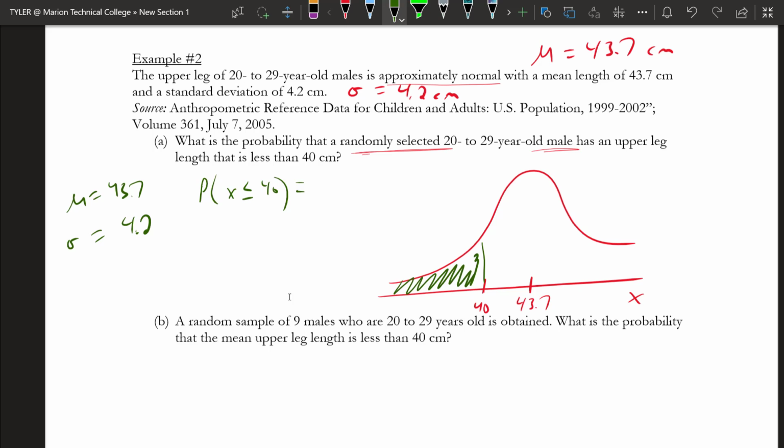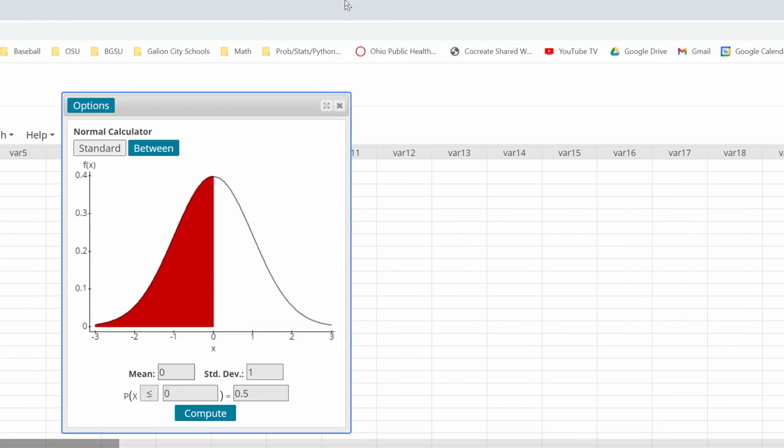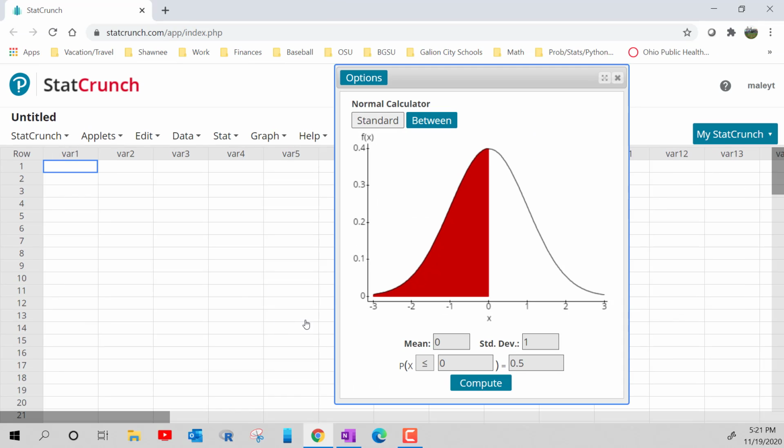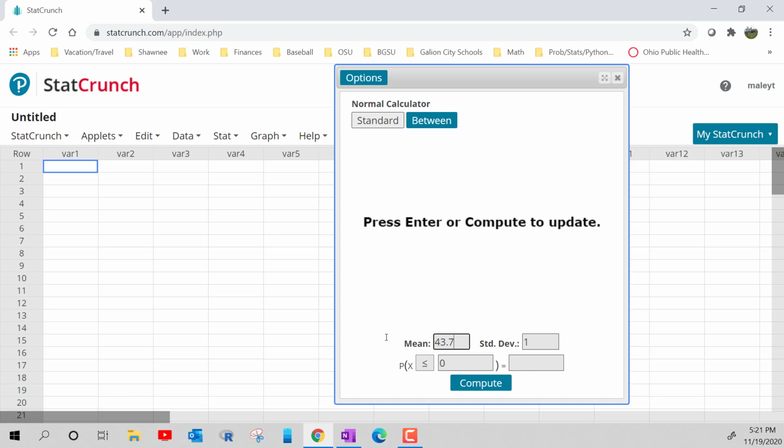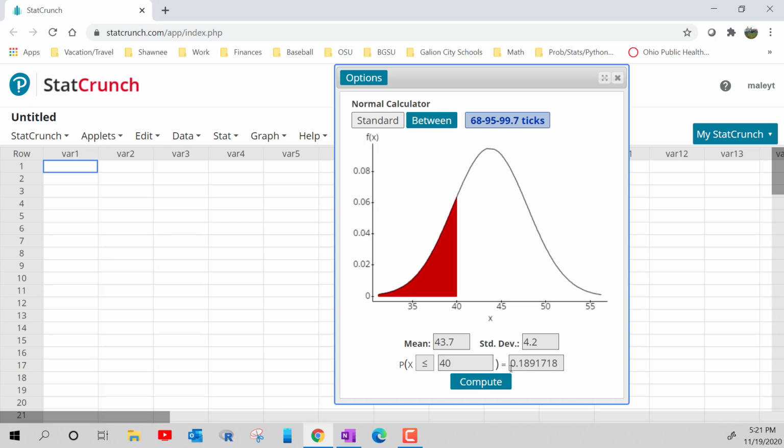Right? So remember, we can find that using the normal calculator in StatCrunch. I already have that pulled up. So I need to change my mean to 43.7, standard deviation to 4.2, and we want to find the probability less than 40. So hit compute, and we get that area. So I can write that down.